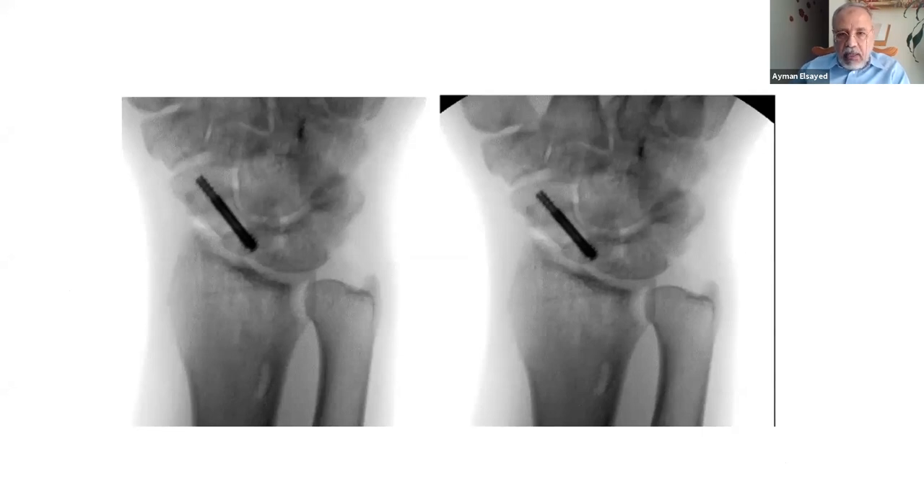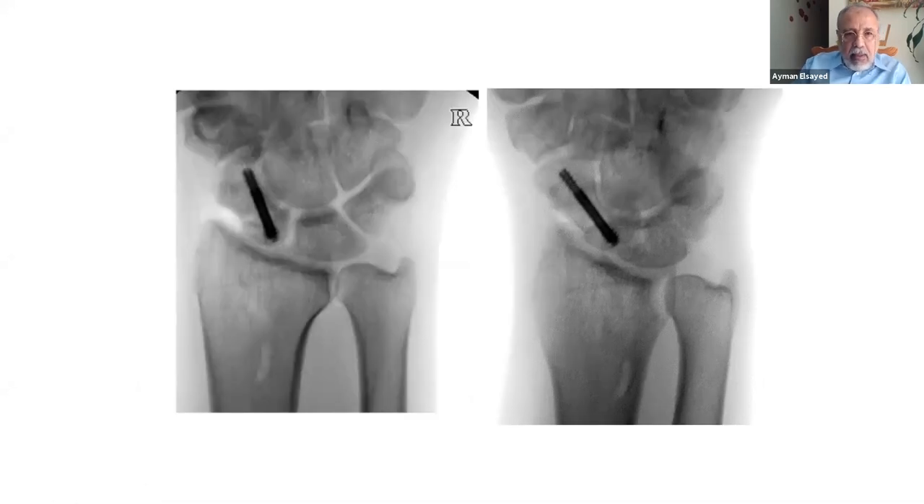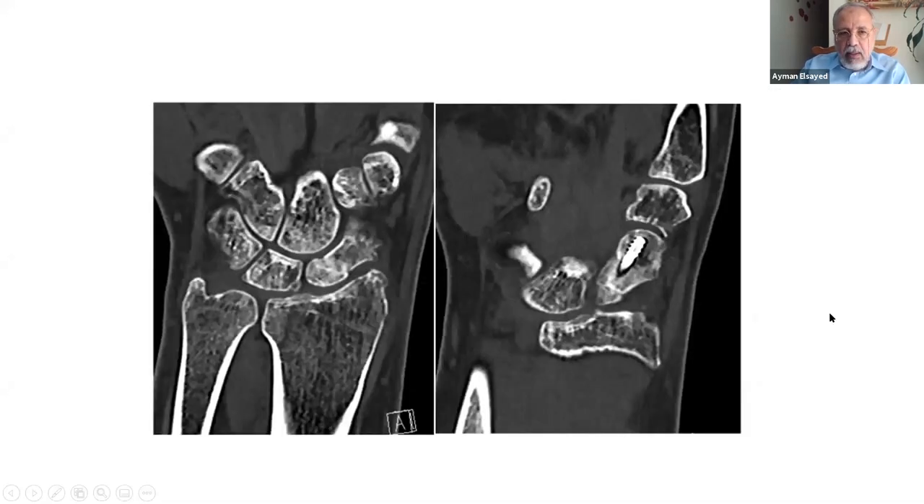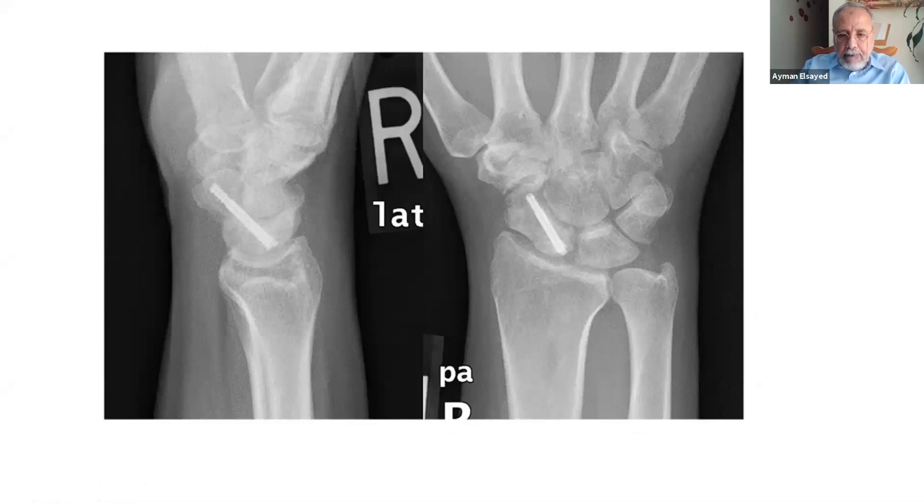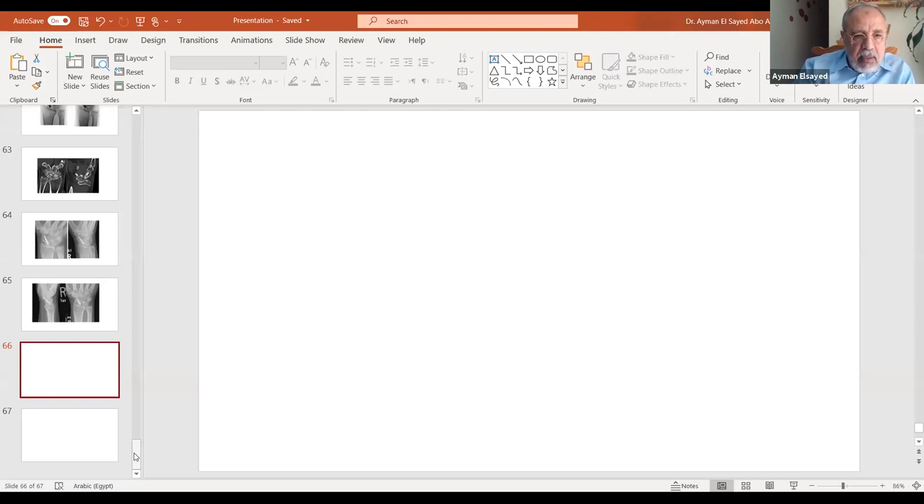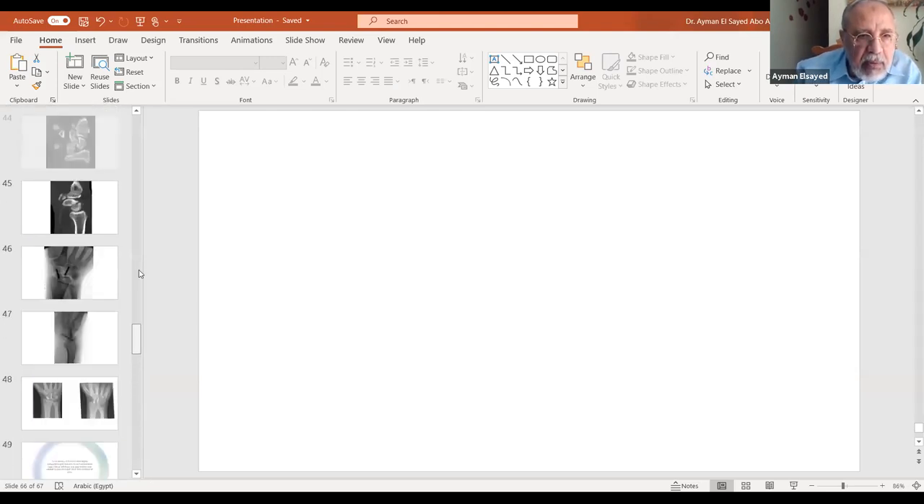I used to use an iliac bone graft for most of my cases, but for such a case, I used a radial bone graft. I used the trephine to get 1, 2, and 3 pieces. And this shows where the graft has been inserted. This CT was done just to confirm healing. This is regarding how we are dealing with the non-union of scaphoid.